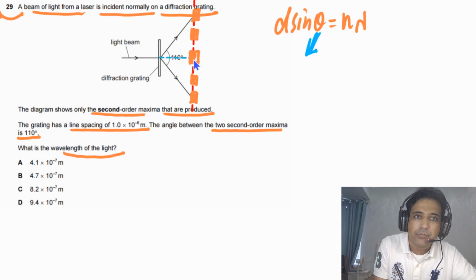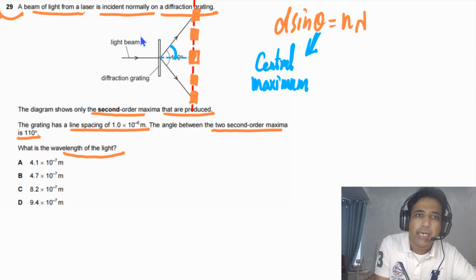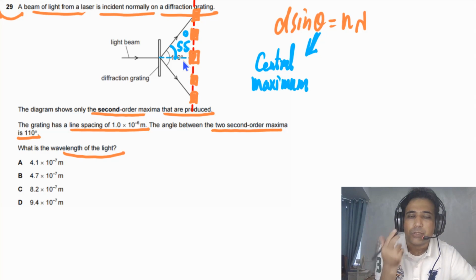Now for this formula, we need to understand what this angle is. This is the angle between the center maxima and the next fringe. So it means we have to take this angle. So this has to be measured from the center maxima. So this is the point. You have to measure from the center maximum. So we have to measure from here. So it means that this is half of the given angle. So this is 55 degrees. So that's all what we need to understand.